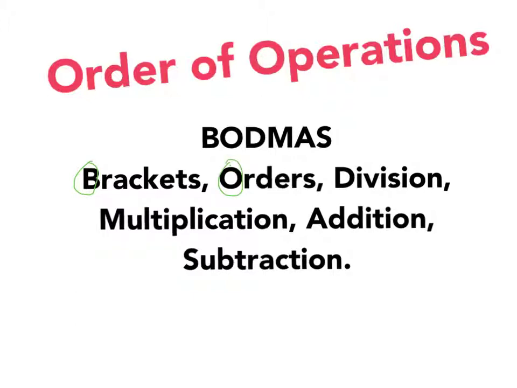Orders is my O. Division, multiplication, addition, and subtraction. Now, you might have learnt O as of, okay? That's fine. What I'm saying when I'm saying orders is square roots and to the power of. So anything that has a square root and to the power of is an order, and that has to come before division and multiplication. So if you need to write that down when we do our graffiti wall, that will be a good idea. Let's have a look at a few examples that we can do.